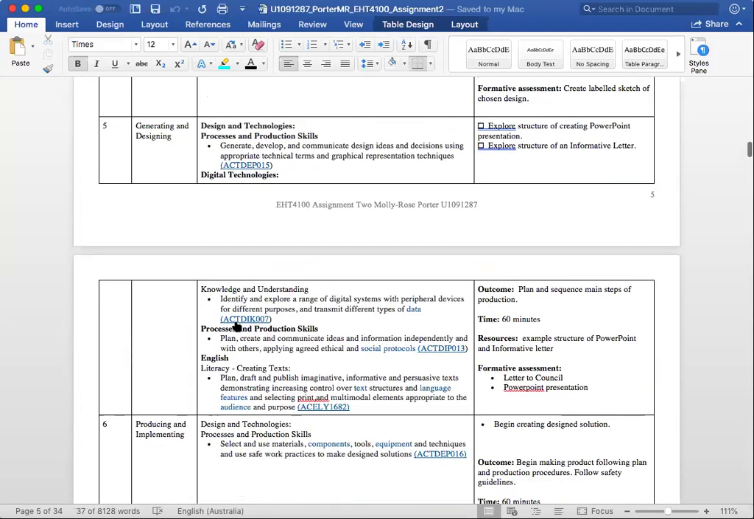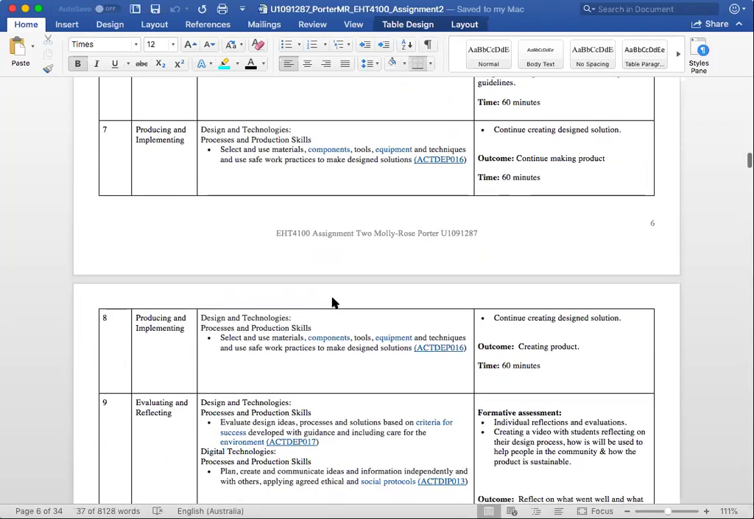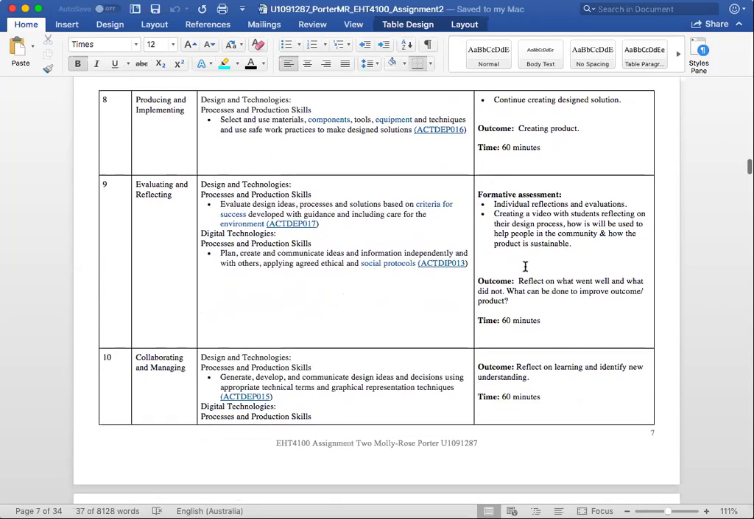After lesson 5, students will go on to complete their solution. So in lesson 5, they're still in the generating and designing phase. And then lesson 6, they begin creating their design solution, which is continued on in lesson 7 and 8. And then in lesson 9, they evaluate and reflect on the process. And then in lesson 10, they reflect on their learning, identify new understanding, present their presentation to the class with their final solution.